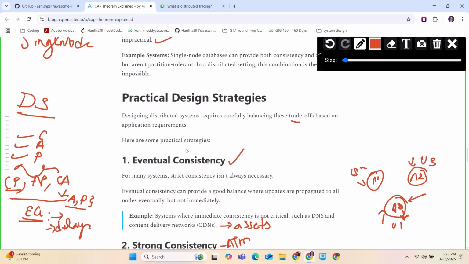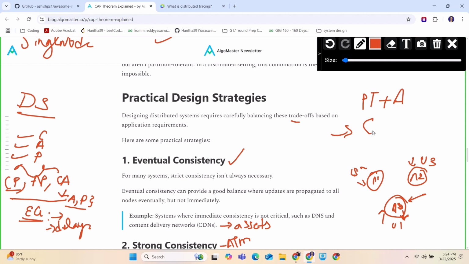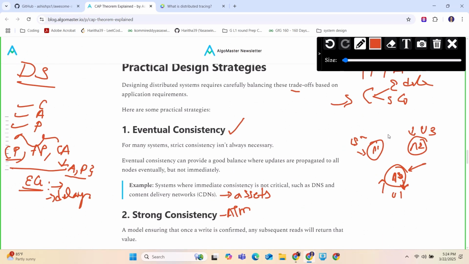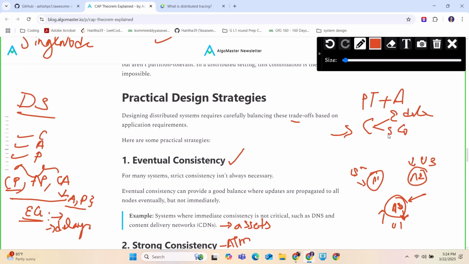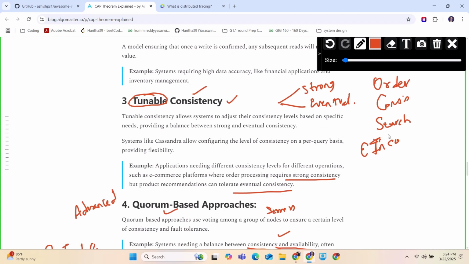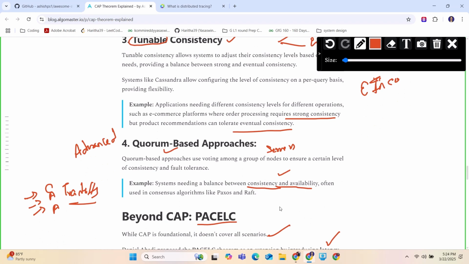Now, what are the strategies? Suppose you are able to achieve partition tolerance plus availability, and you also want consistency. Then you can go either for eventual consistency, that means it is not up to date, but after some delay it will get updated. Or strong consistency. How can we achieve strong consistency? You should compromise availability for sure. While designing, these are the practical strategies we should think of: where can we go with eventual or strong or tunable? If it is tunable, based on the feature or the needs, we can tune our consistency. Then the quorum based approach.